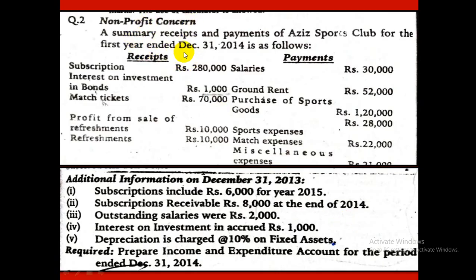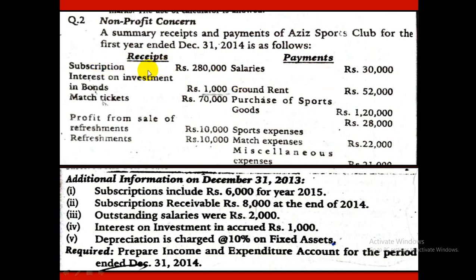This is the question: a summary of receipts and payments of Aziz Sports Club for the first year ended December 31, 2014 is as follows. This is their receipt side, this is their payment side. Actually this is their cash book or the cash account, which is giving you the details regarding the receipt of cash and payment of cash.